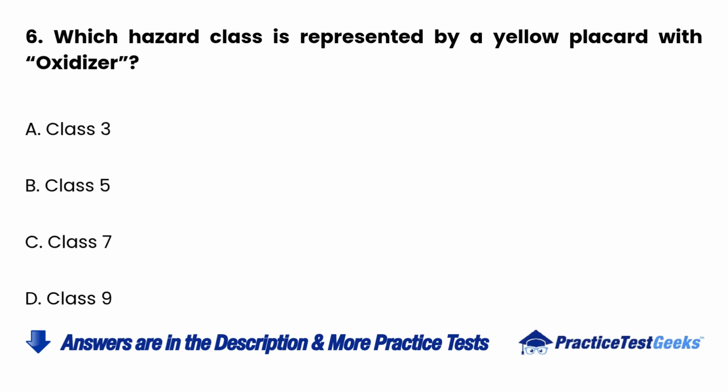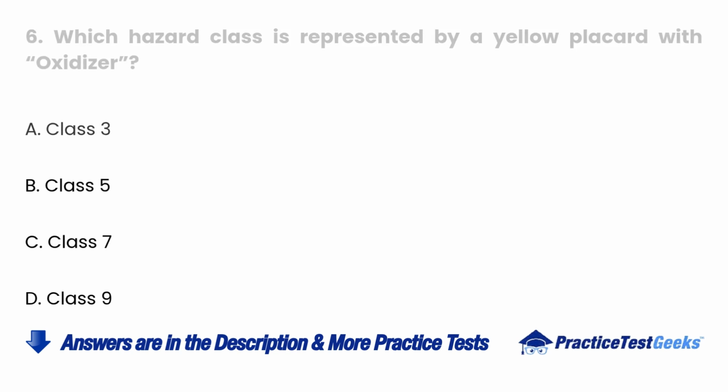6. Which hazard class is represented by a yellow placard with oxidizer? A. Class 3. B. Class 5. C. Class 7. D. Class 9.